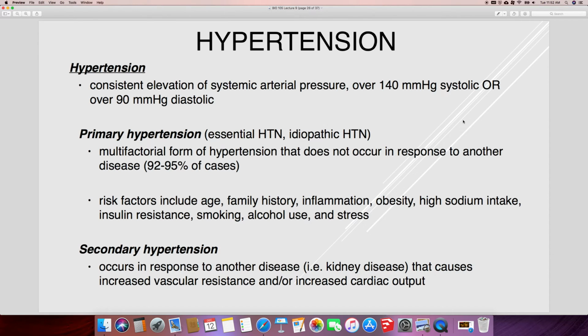Risk factors, of course, age, obesity, smoking, high intake of sodium or salt, insulin resistance, the list goes on. And then secondary hypertension, this occurs in response to another disease, such as kidney disease. So we talked about polycystic kidney disease and how those patients often present with hypertension because the pressure on the vessel stimulates the RAS system. Again, that's secondary hypertension because it's occurring secondary to another primary condition, like kidney disease.